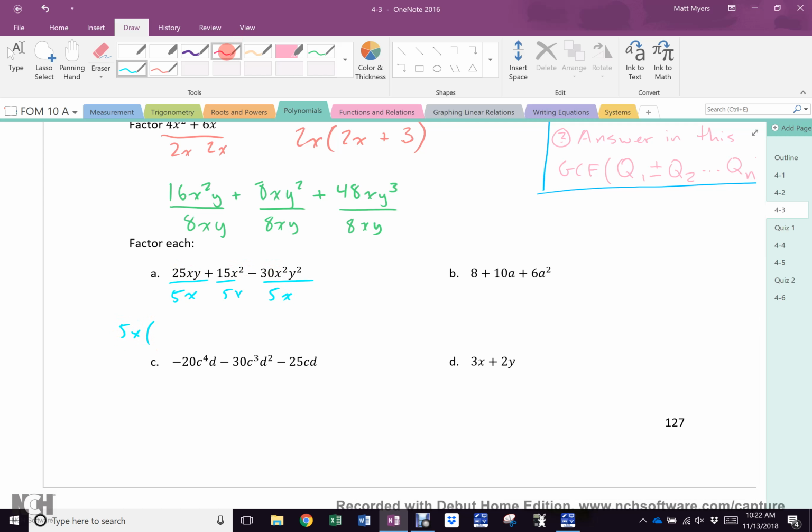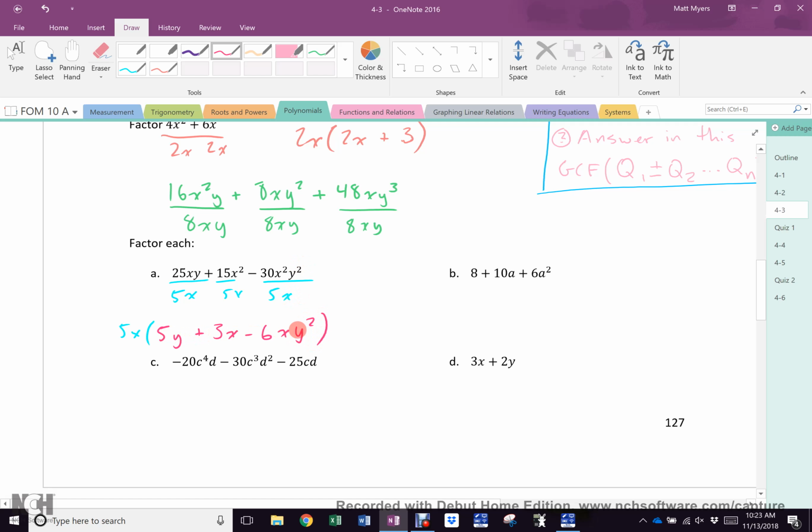25 divided by 5, and you just did a unit on exponents, right? So this should be about that fast, yeah? 25 divided by 5? 5. X over x? Gone. What's left? Y. Plus 15 divided by 5? 3. X squared divided by x? X. 30 divided by 5? 6. X squared divided by x? X. Y squared divided by? Y squared. Yeah, that's going to be the answer because it's divided by 1.